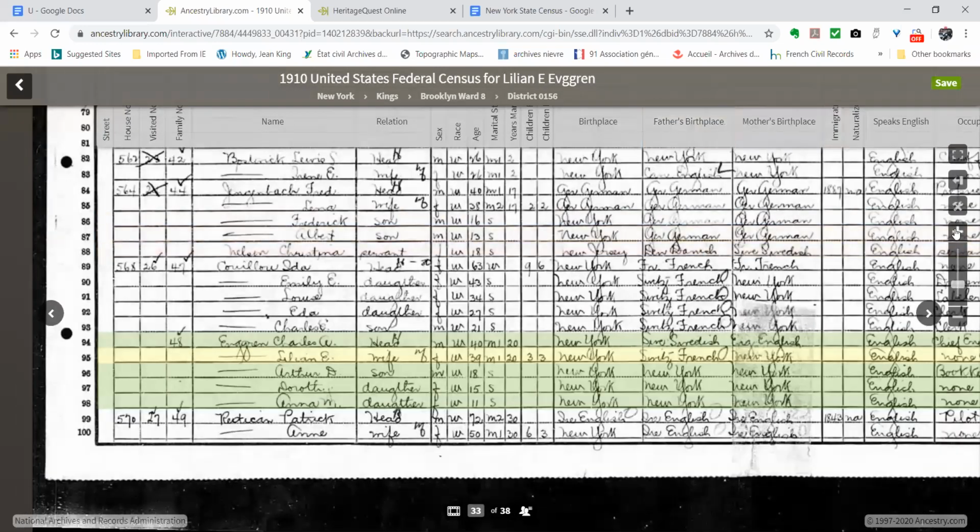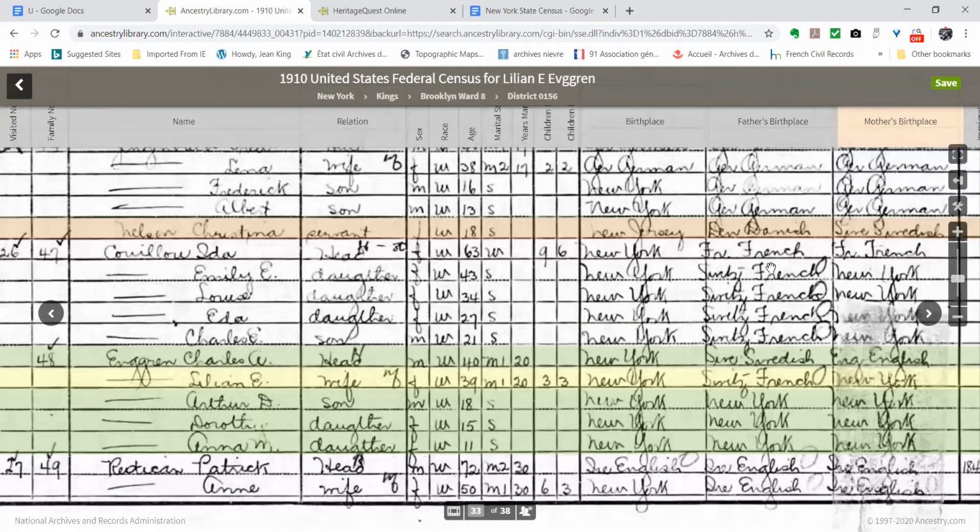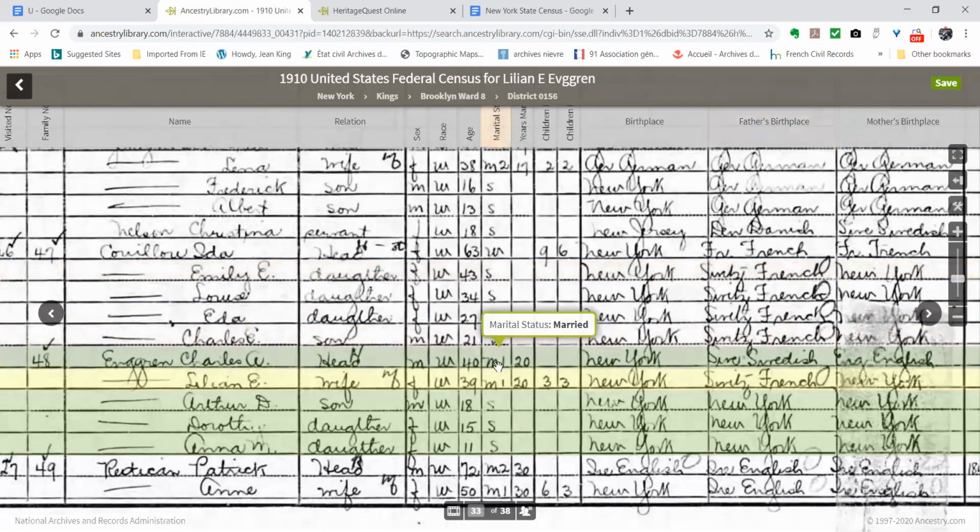So this is actually his nephew, but now there you can see in the marital status column that little 1, so that's for first marriage, and you can see this person below him has an M2, so he's been married twice. And again, it's asking how many years have you been married in the present marriage. And then number of children born and number of children living. So these are their 3 children.